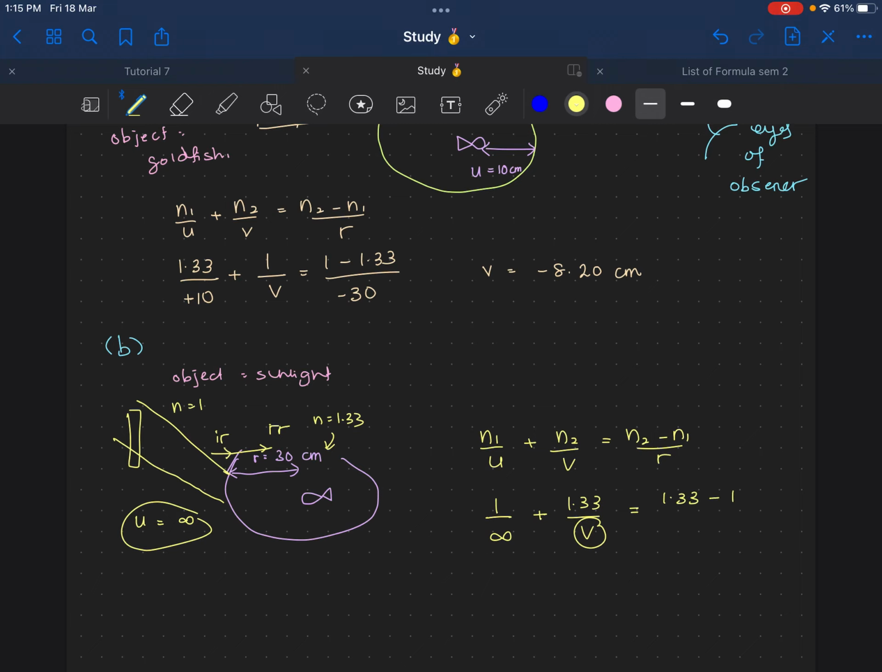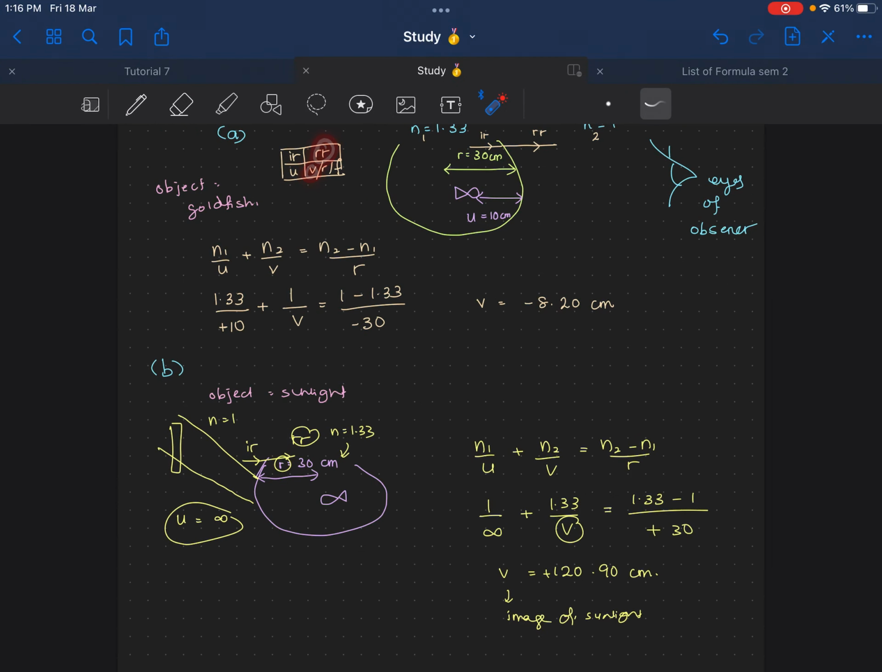So 1.33 minus 1, and the radius is on the same side as the refracted ray, so it will be positive 30. When you press your calculator, you will get your answer to be 120.90 centimeter. So the image of the sunlight is positive 120. For positive v, it must be on the same side as R. So this is your refracted ray side, here is the incident ray and here is the refracted ray. So your image will be somewhere over here, on the refracted side.